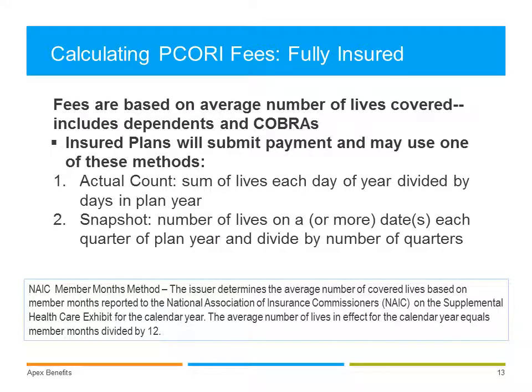Or the snapshot method, where the number of lives covered on one or more dates each quarter of a plan year is divided by the number of quarters. Lastly, the carrier may use their NIAC filing. This is the average number of member months that they report in their form to the National Association of Insurance Commissioners.